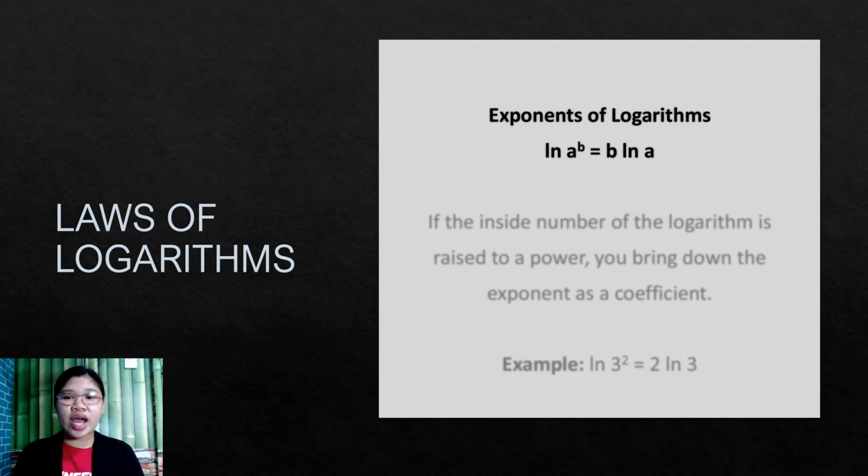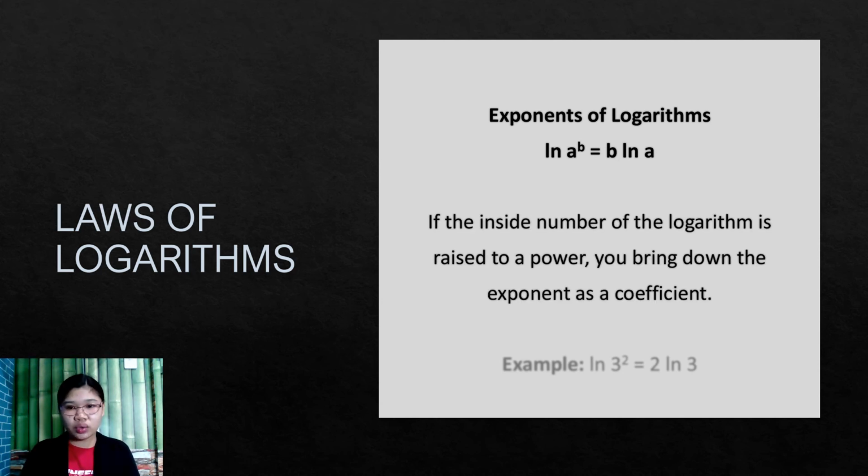Now, we have exponents of logarithm. For example, we have ln A, wherein A is raised to B. That can also be considered as B ln A. So, the statement goes like this. If the inside number of the logarithm, in our case A, is raised to a power, that power is B, you bring down the exponent as a coefficient. So, you bring down the exponent B as a coefficient of the entire logarithm ln A.